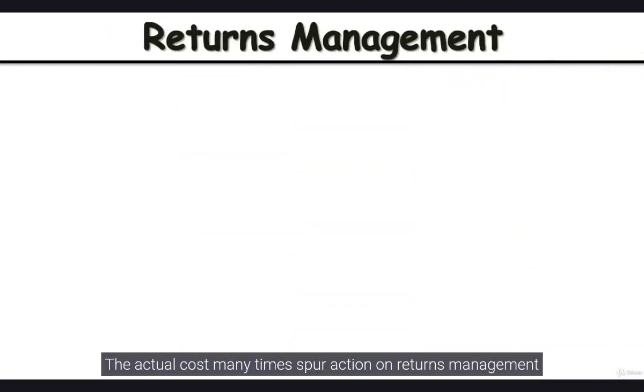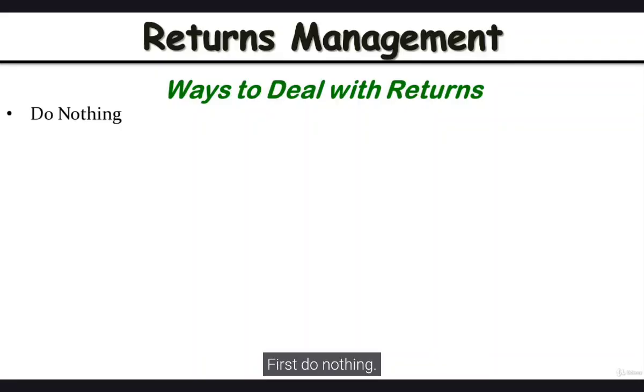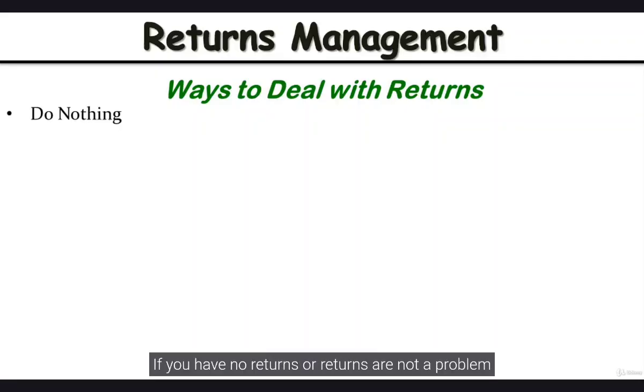The actual costs many times per action on returns management when they are made visible. There are a number of ways to deal with returns. First, do nothing. If you have no returns or returns are not a problem, then doing nothing may be acceptable. However, if you have troublesome returns, then doing nothing can add serious costs and reduce your bottom line. It can also begin to interfere with your forward logistics supply chain. By doing nothing, typically none of the product cost or lost revenue is recovered.